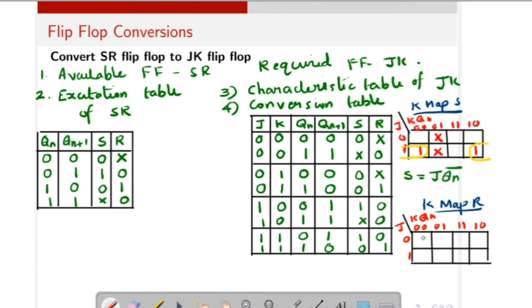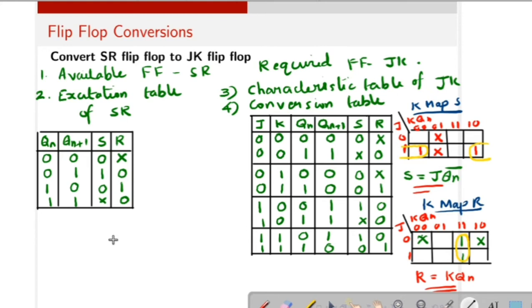Then next we can find the expression for R. For this, mark the don't cares and ones. So here don't care for the input 0, 0, 0. Then don't care for 0, 1, 0. Then 1 for 0, 1, 1. Then 1 for 1, 1, 1. Here also we can form a pair like this. So the equation is R is equal to K Qn, J is cancelled. So here we have the equations for S and R.